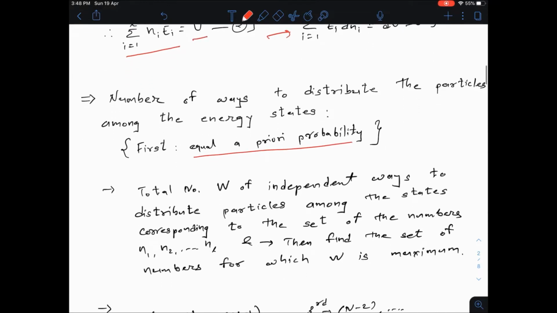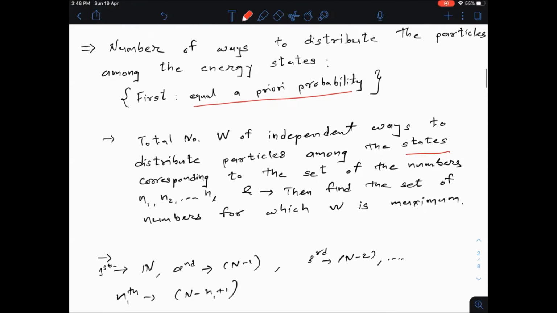Okay, so let us understand. Let's say we have a total number W of independent ways to distribute particles among the given states. So we have states 1, 2, 3 and so on up to L, and the numbers of particles occupying those states are N1, N2 and so on. We want to see how many independent ways these N1 particles can be distributed. Clear? So that will be the first task. Then, when we find the number of ways, we find the set where W is maximum.